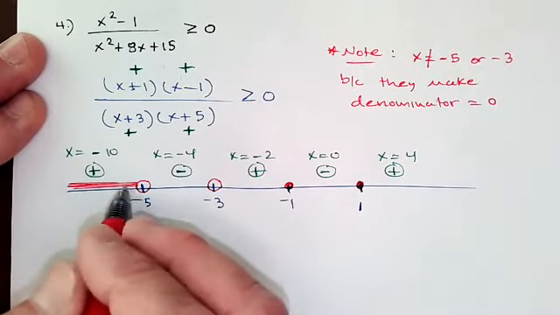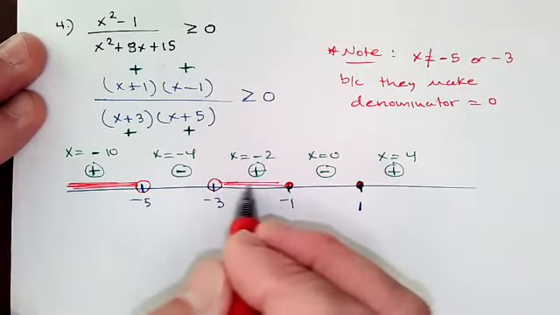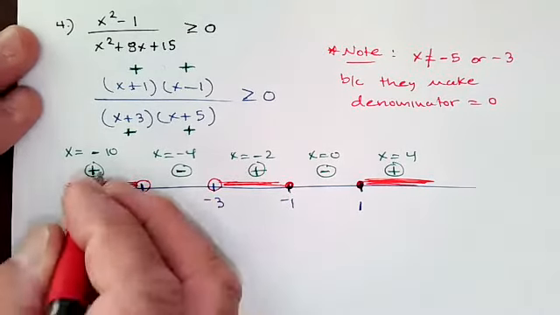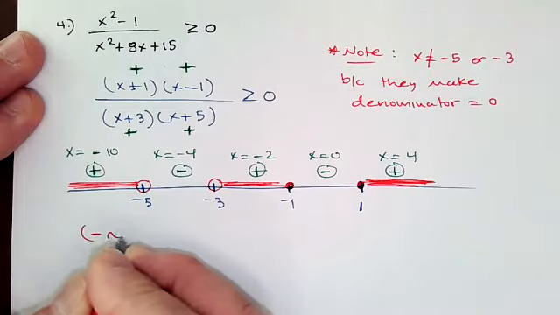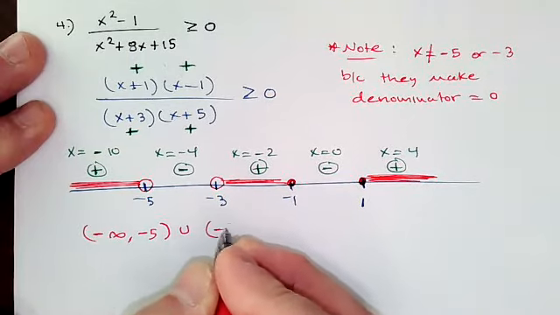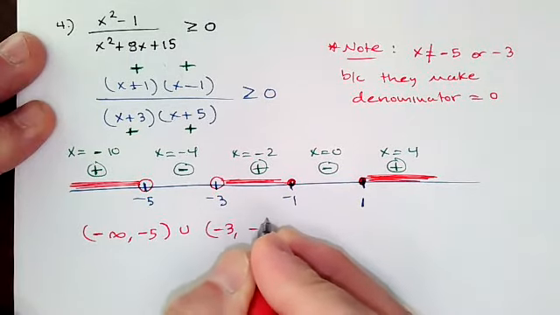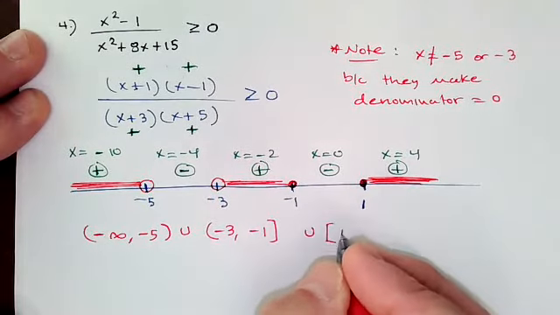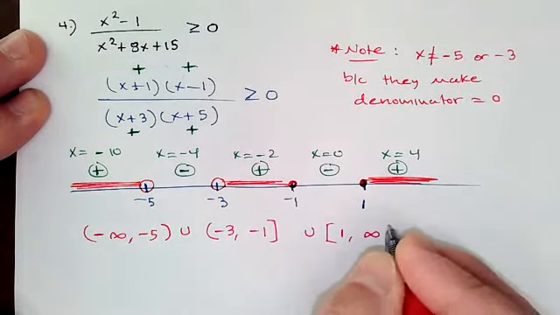So we're going to want all of these numbers, and these numbers. In interval notation, from -infinity to -5 parentheses, or parentheses -3 to -1 bracket, because we want to include that, or the numbers from bracket 1 to infinity.